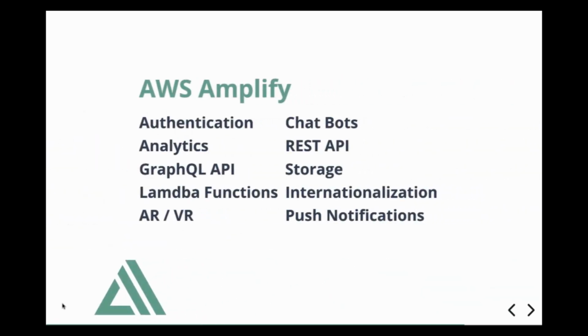Some of the features that we also support other than GraphQL and authentication are chatbots, storage, internationalization, push notifications. We can work with AR and VR scenes. That's handled as part of the first class part of the library. You can interact with Lambda functions, REST APIs, analytics, and we've already talked about the GraphQL and authentication, and that's what we're going to be diving into in the example.